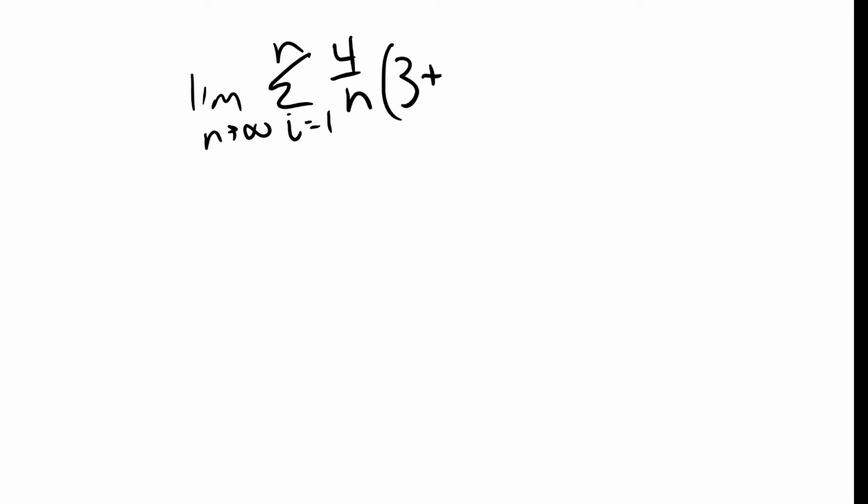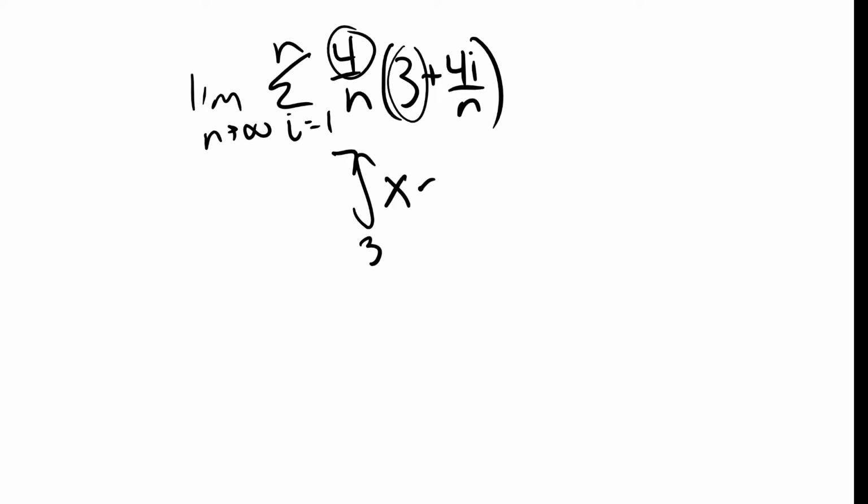So okay, I'll solve that one too. Now that I solved another one. So it's your limit of all that garbage. It's got a 4 over n, and it's got a 3 plus 4i over n. Yeah, okay. The easiest way to do this is to just say it's an integral from 3 to 7, because our width is 4, and we're starting at 3, of x dx.